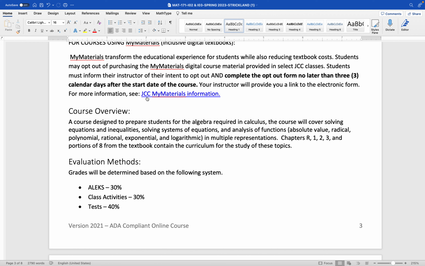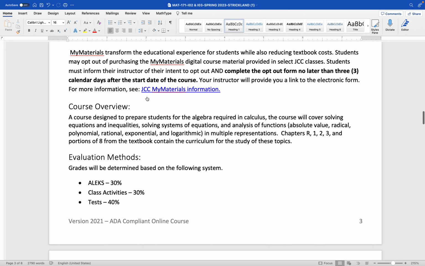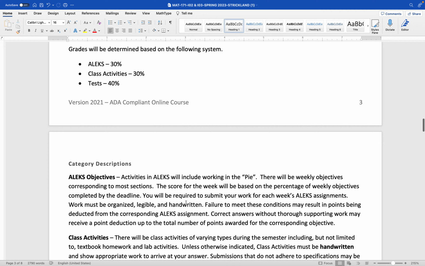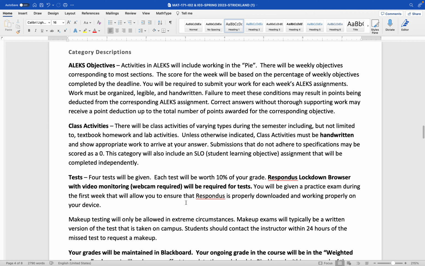And now for the evaluation methods. Grades will be determined based on the following system: ALEKS will be 30%. The class activities will also make up 30%. And the tests will make up 40% of your total grade. For the category descriptions, activities in ALEKS will include working in the pie. There will be weekly objectives corresponding to most sections, and I will be providing updates in terms of how to navigate throughout ALEKS.